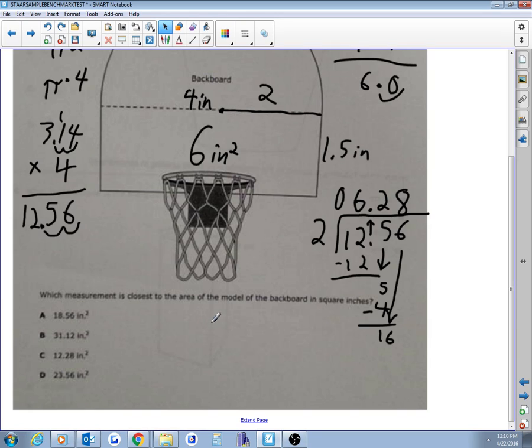So we have 6.28 plus the area of this rectangle, which was 6. We're going to line up our decimal, and that gives us 12.28. So 12.28 square inches. C.